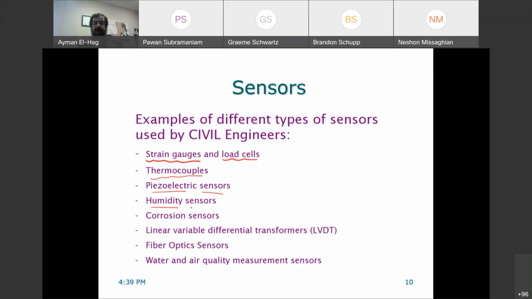Humidity sensor, you will have in the lab some type of experiments that will deal with humidity. Corrosion sensors, linear variable differential transformer, and this is basically to measure any deformation having in the slabs in a building. Optical fiber sensors, water and air quality measurement sensors, and so on and so forth. Let's talk about these sensors a little bit.